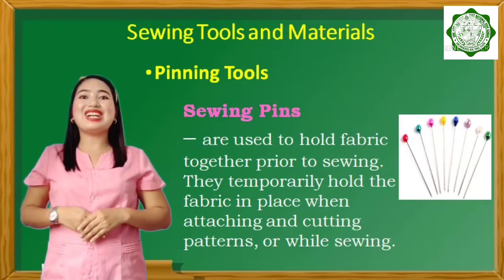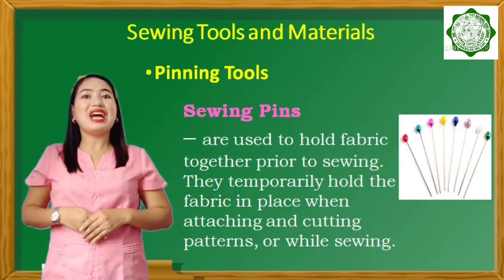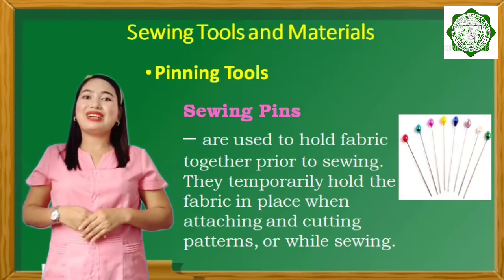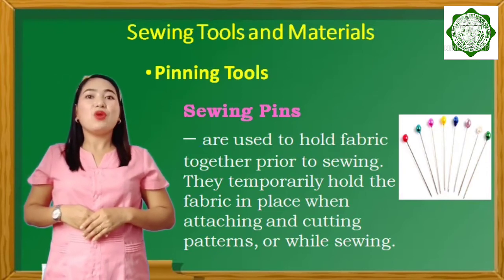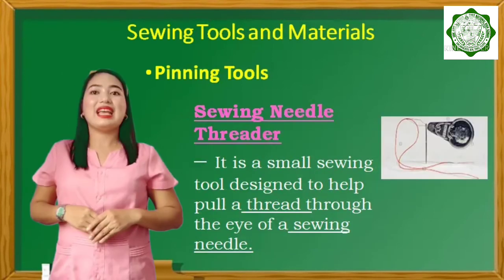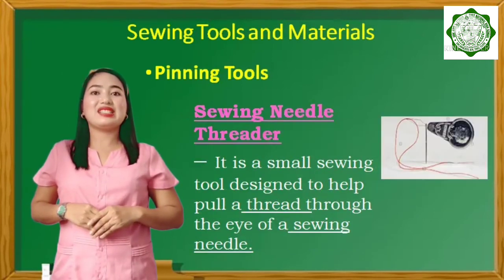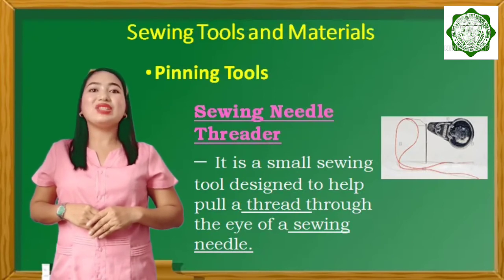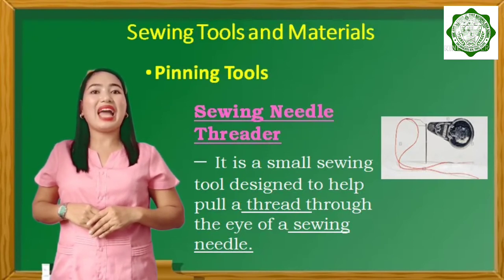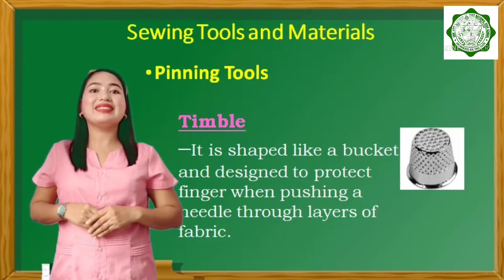Sewing pins. These are used to hold fabric together prior to sewing. They temporarily hold the fabric in place when attaching and cutting patterns or while sewing. Sewing needle threader. It is a small sewing tool designed to help pull a thread through the eye of sewing needles. Thimble. It is shaped like a bucket and designed to protect the finger when pushing a needle through the layers of fabric.